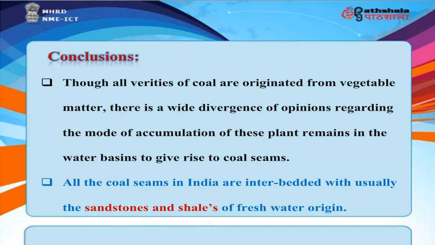Though all varieties of coal originated from vegetable matter, there is a wide divergence of opinions regarding the mode of accumulation of these plant remains in the water basins to give rise to coal seams. All the coal seams in India are interbedded with usually the sandstones and shales of freshwater origin.